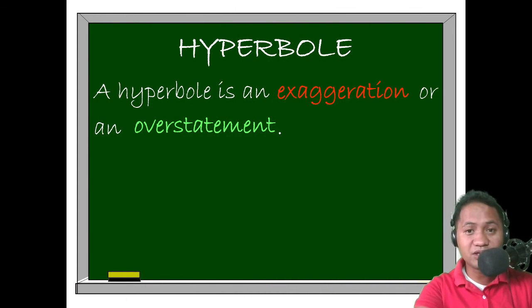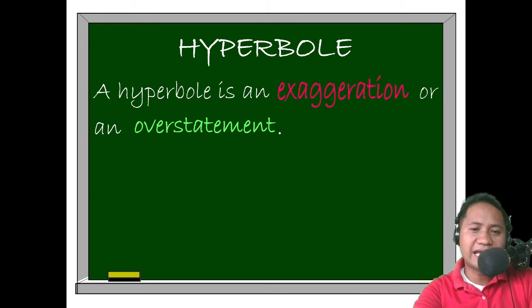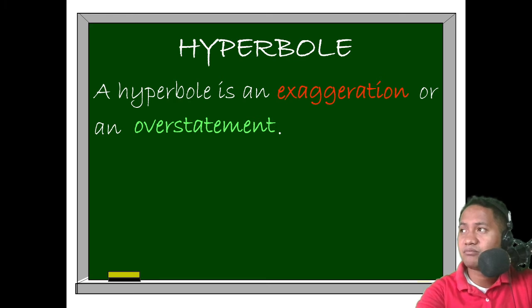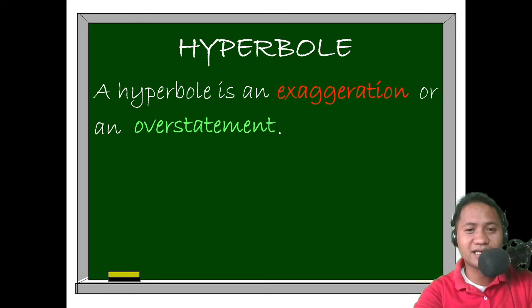Next, hyperbole. A hyperbole is an exaggeration or an overstatement. The keyword is exaggeration, too much. Another is overstatement, something exaggerated, almost unbelievable.